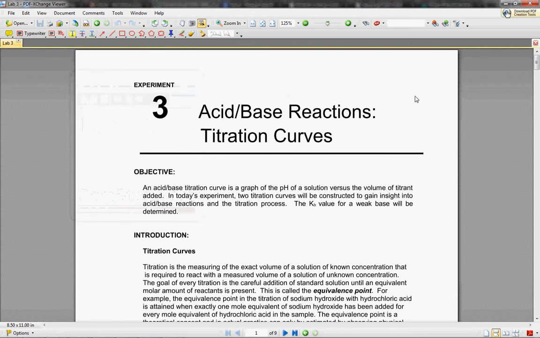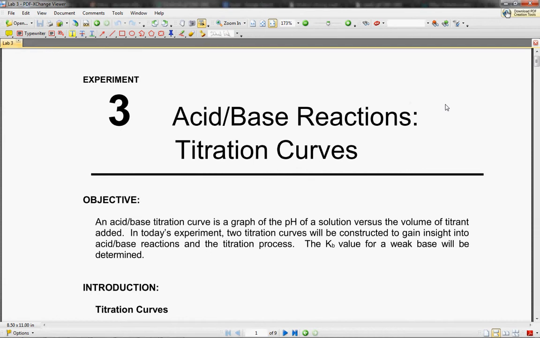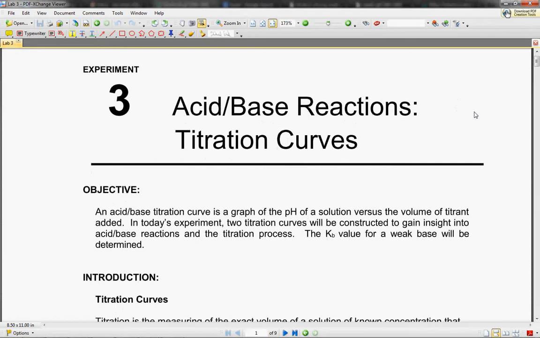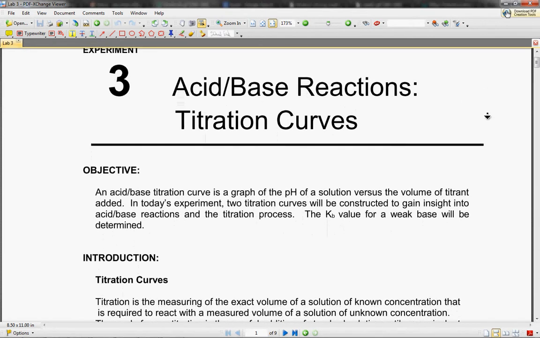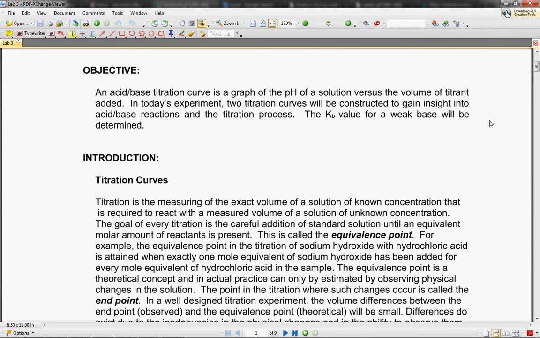Hey guys, so this week in lab we're actually going to be doing two different labs: experiment number 2 and experiment number 3. Experiment number 3 is an acid-base reaction as well. Like experiment 2 was a buffer, so it was studying buffers. So now we're going to look at titration curves.